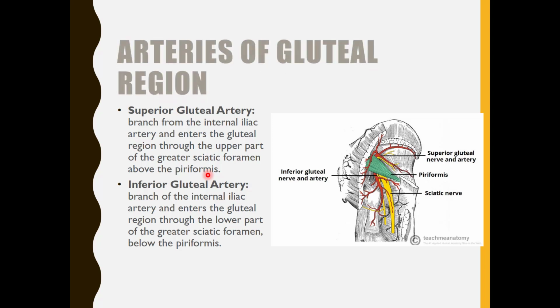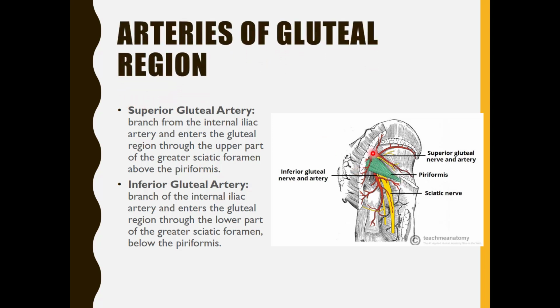Now these are the arteries of the gluteal region. Superior gluteal artery, see here, this is the superior gluteal artery, and there will be the inferior gluteal artery. Superior gluteal artery will be at the upper border of the piriformis muscle, and inferior gluteal artery will be at the lower border of the piriformis muscle. Superior gluteal artery is a branch of the internal iliac artery. It enters the gluteal region through the upper part of the greater sciatic foramen above the piriformis. Inferior gluteal artery is also a branch of the internal iliac artery, and it enters the gluteal region through the lower part of the greater sciatic foramen below the piriformis muscle.